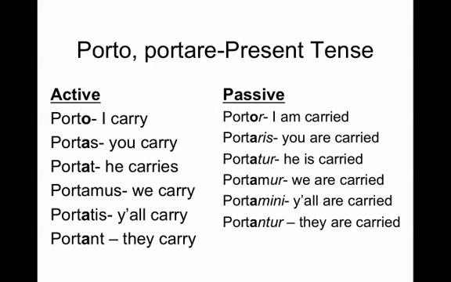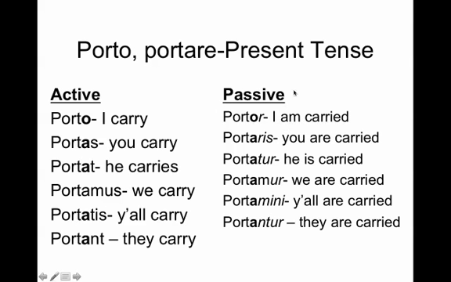Okay, so here I'm going to show you the formation very briefly. Notice porto just becomes portor. Vowels stay exactly the same. You're just changing the ending. Portas, the s is going to be replaced with -ris. So the a stays the same, everything else stays the same. You're just adding the passive endings. -t becomes -tur. -mus becomes -mur. -tis becomes -mini. -nt becomes -ntur. And if you check these out, all you're doing here is you have your subject, then the verb to be in the present tense, and then that -ed form of the verb.